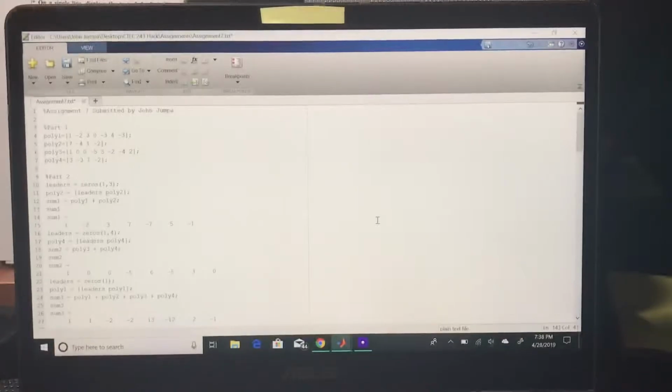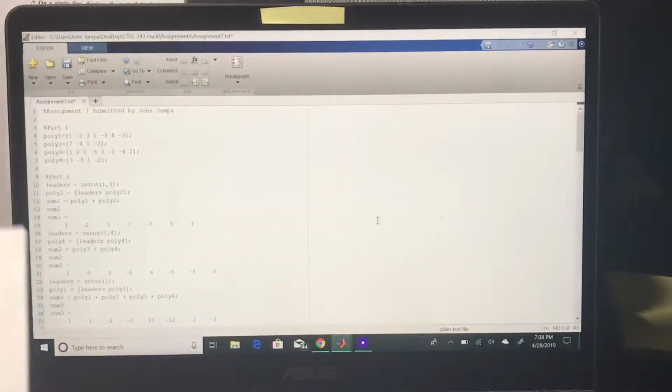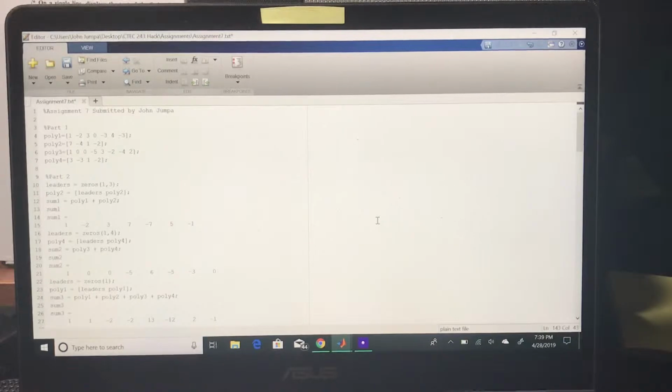This is assignment number 7, C-Tech 243, MATLAB 1, or Applied Computation Analysis 1. This is for assignment number 7, as I said before, on polynomials. It's going to be not too bad compared to the other assignments. There are 10 parts, or 10 sections, in this.